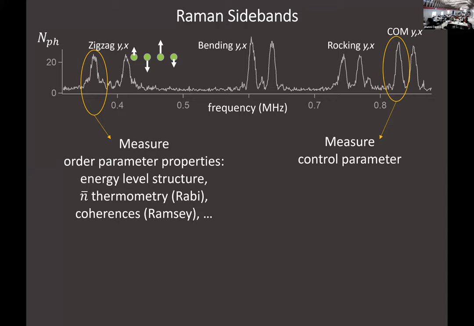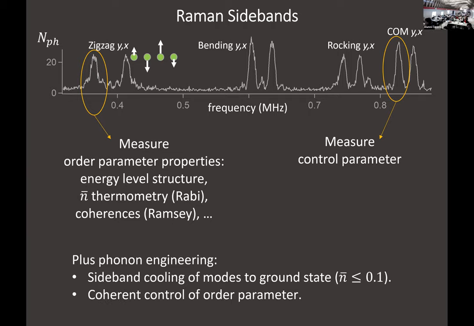So not only do we measure the order parameter, by looking at the center of mass mode we also assess the control parameter. And so it's directly calibrated through spectroscopy. The Raman sidebands also allow us to do control, both initializing to the ground state and perhaps some other ideas of coherent control of the order parameter.